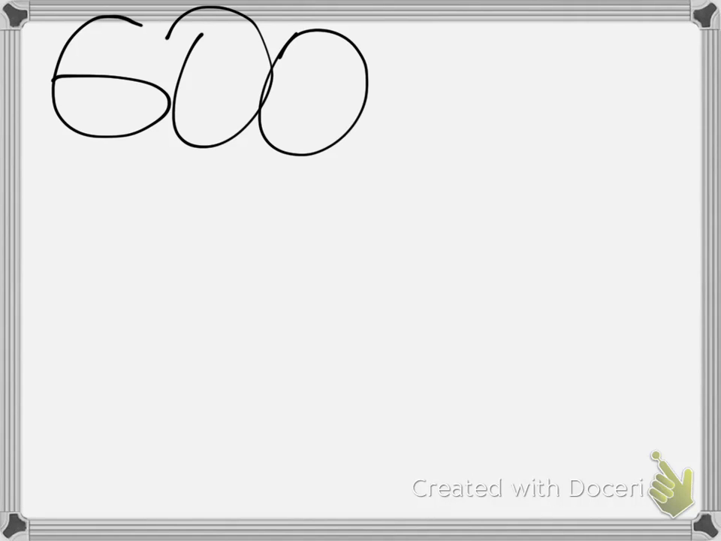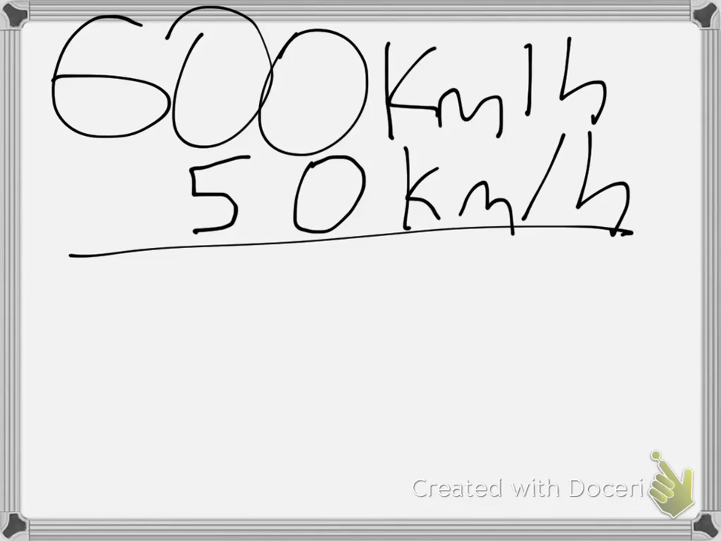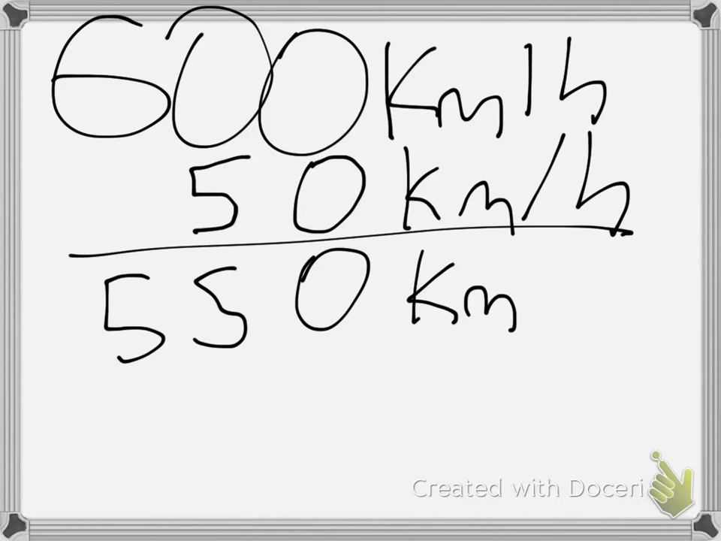Now for the first trip, he went 600 kilometers an hour total with the wind and the plane. So we subtract 50 kilometers an hour from the wind to find out the speed of the plane. That leaves us with 550 kilometers an hour.